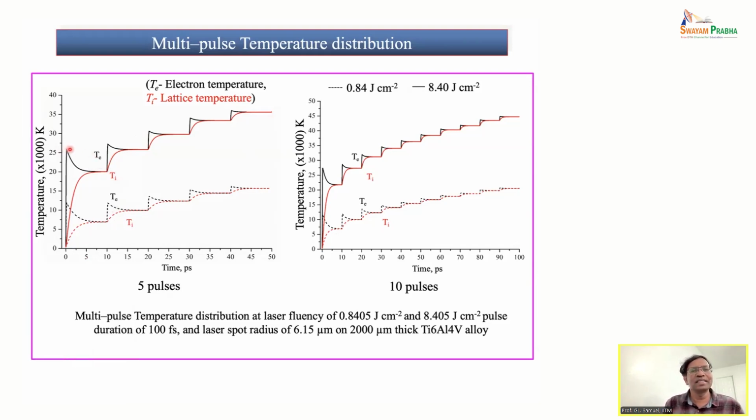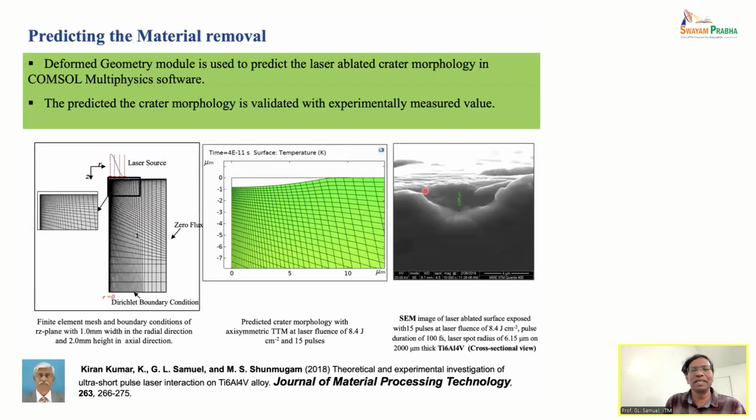Yeah, so we find that for each pulse, the temperature will be rising. And then we also find that the lattice temperature actually keeps increasing. That is the reason that if we put more pulses and the energy is more than what is required for ablation, the heat actually gets accumulated. So heat accumulation will be taking place. And similarly, whether you give 10 pulses or 100 pulses, we see that the temperature keeps increasing.